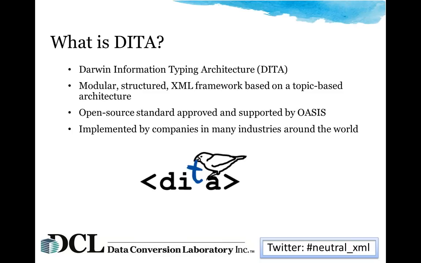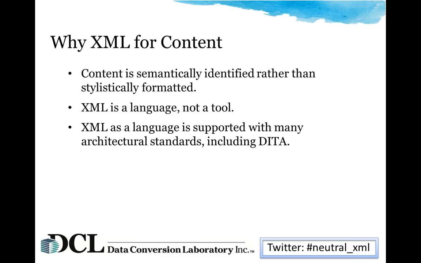XML is a neutral source, and therefore it is being adopted by people worldwide that have content, because they also need to have new and different deliverables that they weren't previously being asked to produce. Why XML for content? Well, rather than applying a style such as bold to a phrase to indicate that it's a citation, instead you can apply the semantic identification with the cite element, and that allows you to control the style and the formatting for that text for each deliverable output.